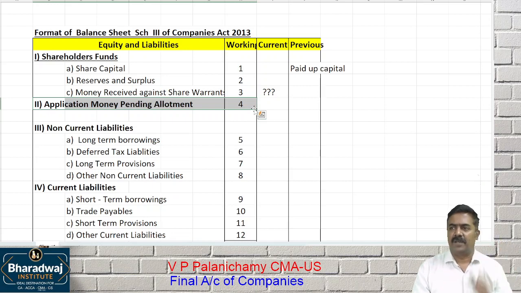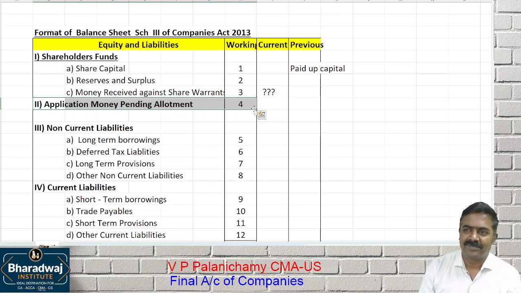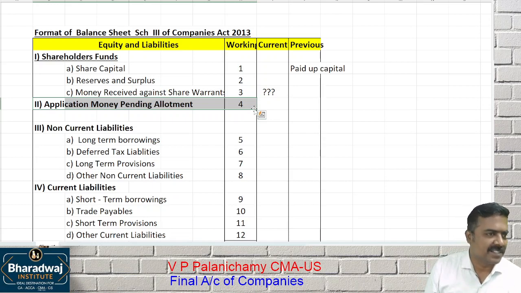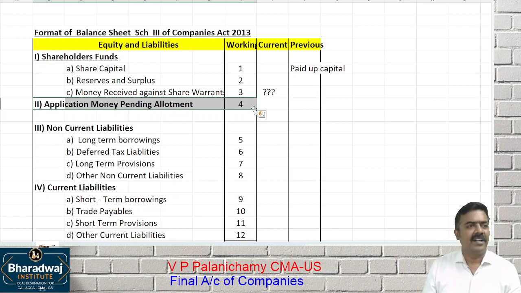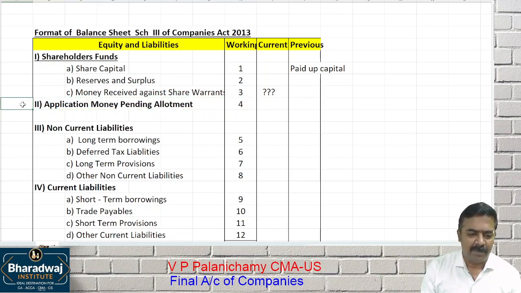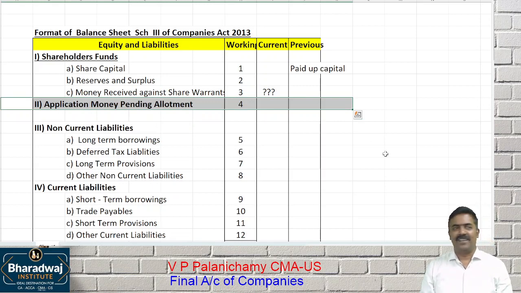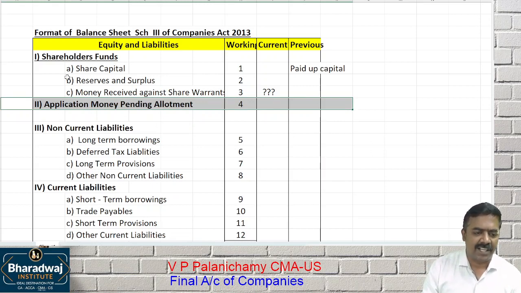The title itself gives the explanation. What is the title? Application money. We are closing, or preparing the balance sheet, as on 31st March. On 31st March, we collected applications. We collected applications but have not allotted shares. That is called which one? Application money pending allotment.